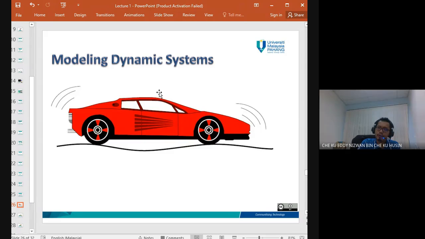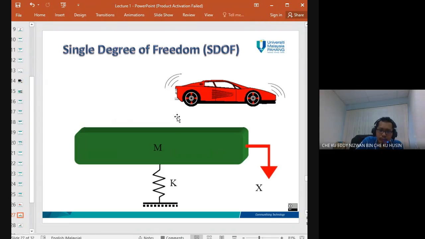But if you are interested in just a few kinds of motion, then you can simplify the model. For example, this part is the car, so we can represent it as a simple single degree of freedom system, if we are only interested in studying the motion of the car in the vertical direction. So we can model it like this.